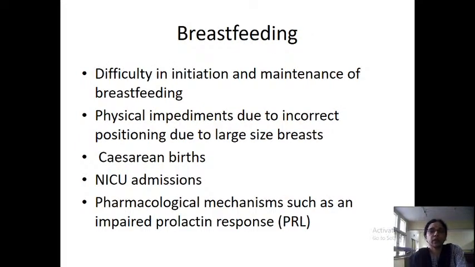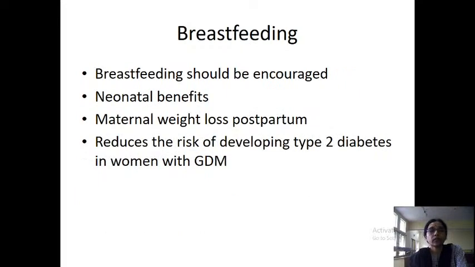And then breastfeeding: in these women, there will be difficulty in the initiation as well as maintenance of breastfeeding. This is because of the physical impediments due to incorrect positioning, due to the large size breasts these women have, and also because of the high incidence of cesarean births and the increased NICU admissions. All these factors might contribute to difficulty. Also, a pharmacological mechanism such as an impaired prolactin response is seen in these women. But anyway, breastfeeding should always be encouraged because it has a lot of neonatal benefits, it helps in postpartum weight loss, and it reduces the risk of developing type 2 diabetes in women, particularly those who develop GDM in the antenatal period.